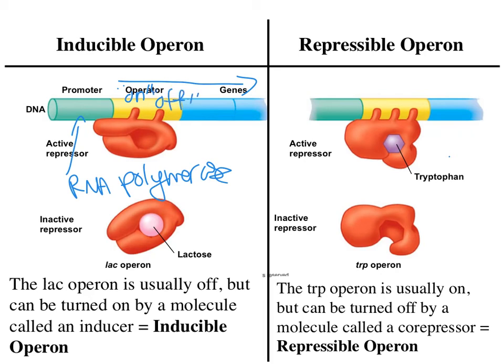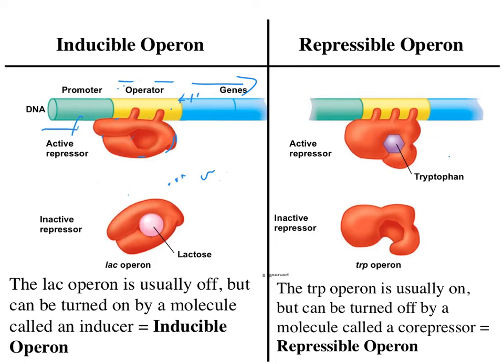Well, this big red guy right here is my repressor. When it's attached to the operator, it acts like a physical block to polymerase. Polymerase goes ahead and attaches to the promoter, and it's like, boom, you can't go here. And RNA polymerase falls off. So it's physically blocking transcription from occurring. We call this an inducible operon.